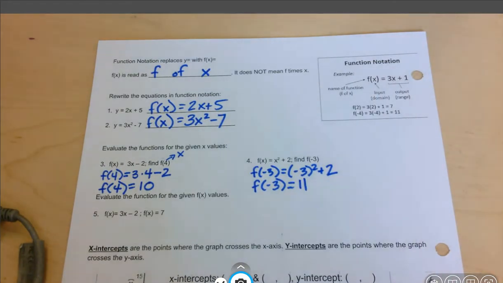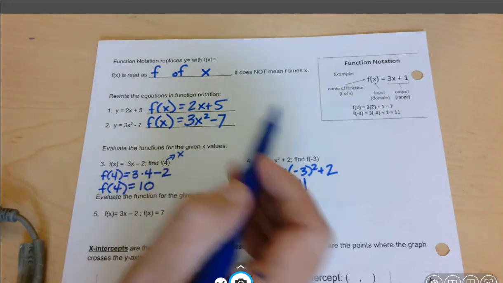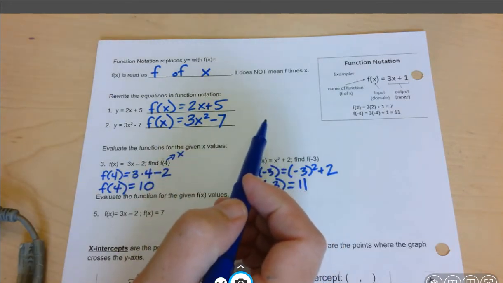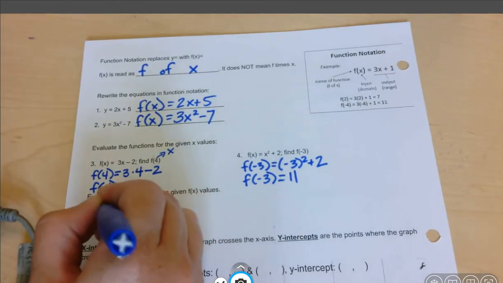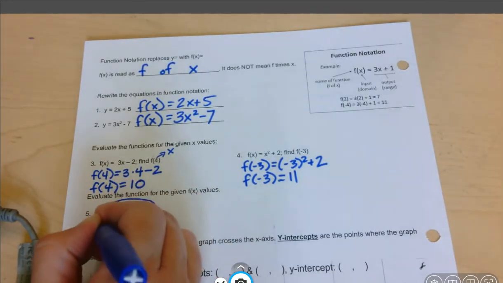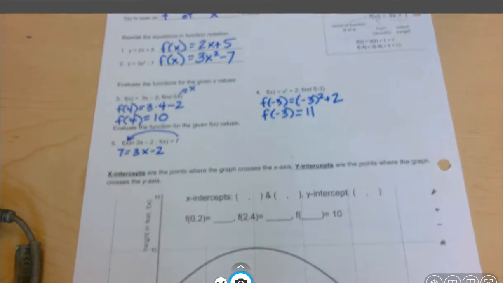For number 5, they actually give you the y value. This time f of x, remember, means y. We just put the f of x instead of y. So I'm going to put that 7 instead of the f of x. 7 equals 3x minus 2. And now I just have a linear equation to solve.